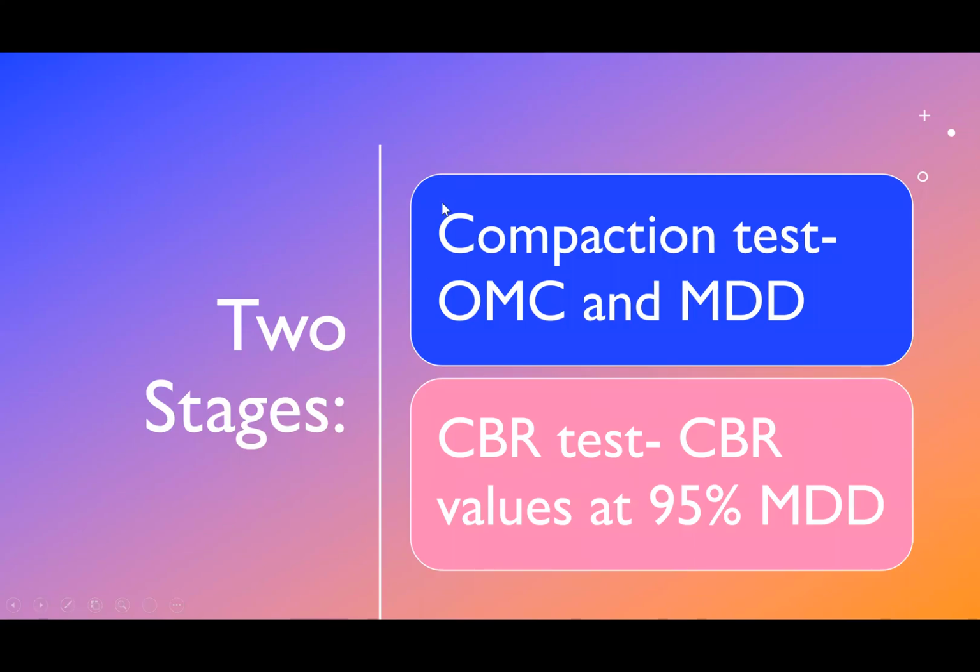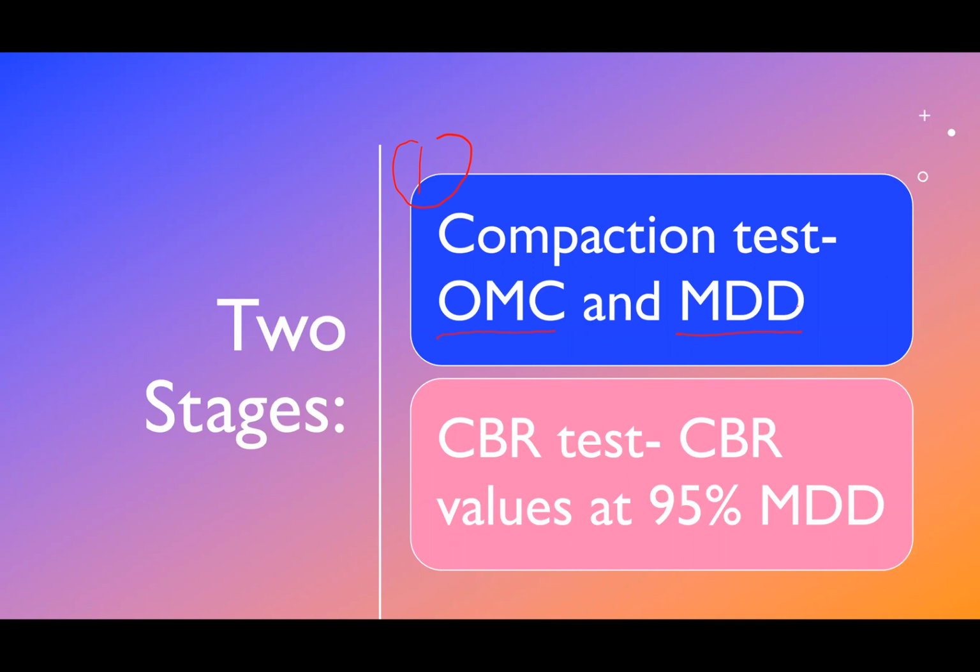Basically, the CBR test involves two stages. First is the compaction test. I'm sure everybody knows what a compaction test is, where from the compaction test we will get the optimum moisture content, or OMC, and also the maximum dry density, or MDD.